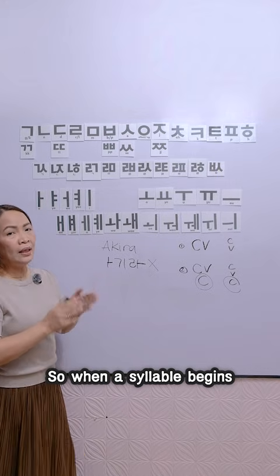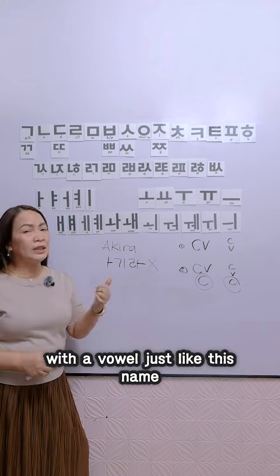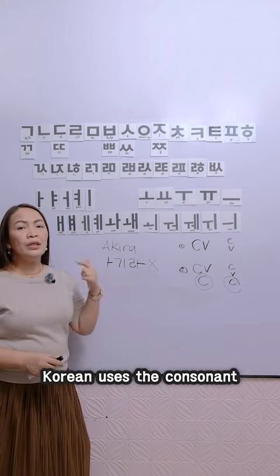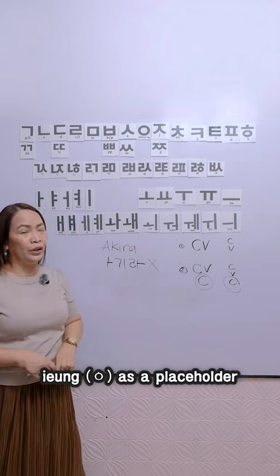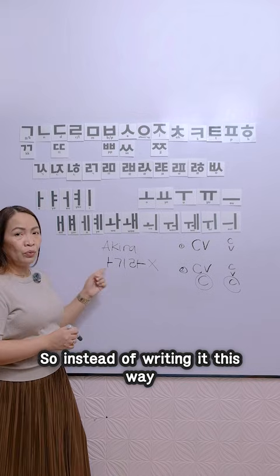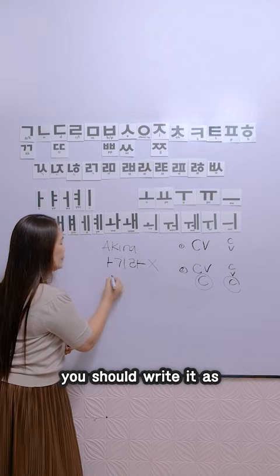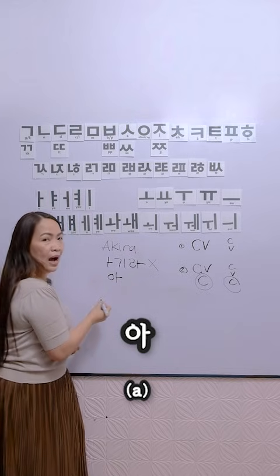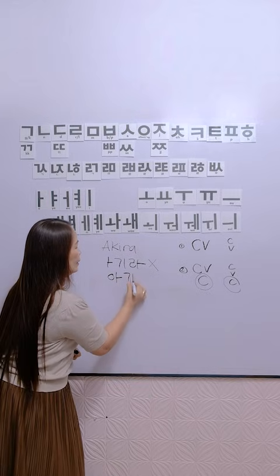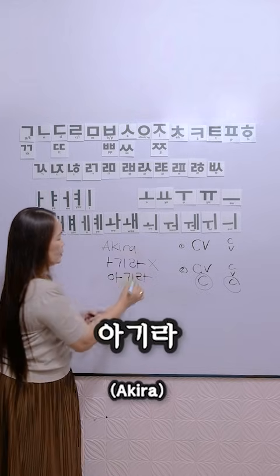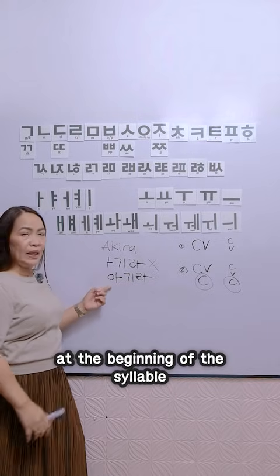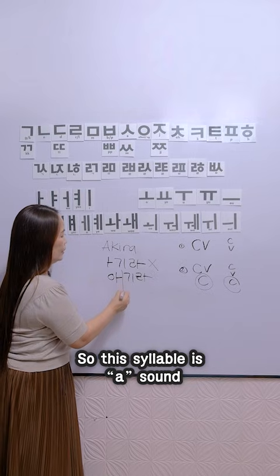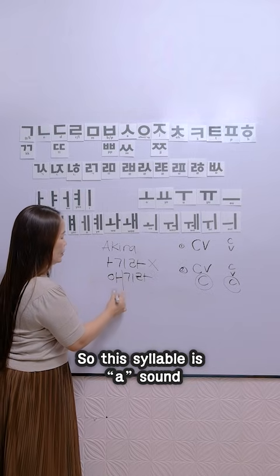So, when a syllable begins with a vowel, just like this name, Korean uses the consonant ieung as a placeholder. So, instead of writing it this way, you should write it as A. So Akira. So, ieung is placed at the beginning of the syllable. So, this syllable is A sound.